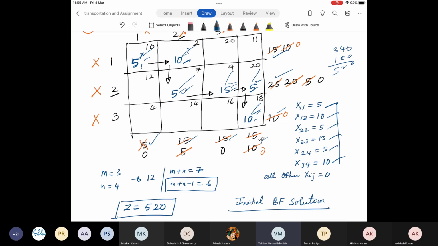In row 3 we are supplying 10 products at cost 18. Very good. It could have been better. This method has not taken into account anything about the cost. It simply assigned whatever was possible. As you have very well pointed out, instead of using this 18, why couldn't we have used this 4 and tried to supply something from here?